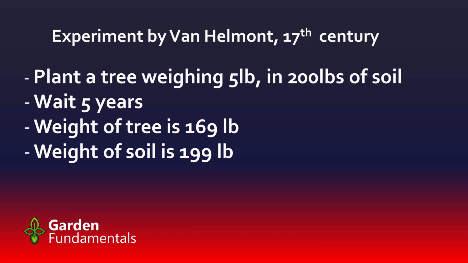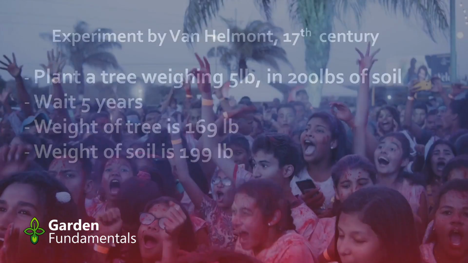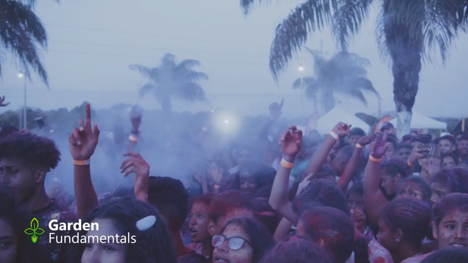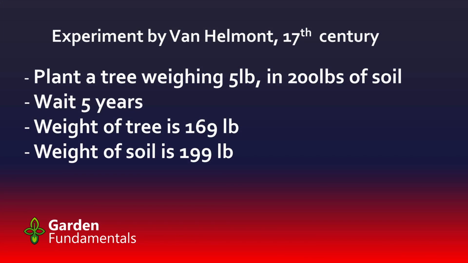5 years later, they weighed these things up, and the tree weighed 169 pounds, and the soil weighed 199 pounds. So in 5 years, the soil lost 1 pound, but the tree gained 164 pounds. Why? Well, I can see all your hands raising up because you all have the answer. So good thing we're not in person or someone would have to tell me the answer.